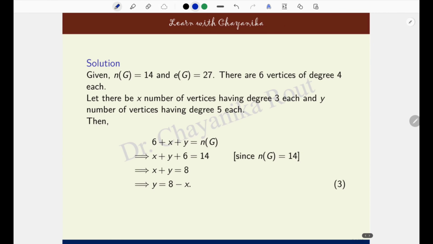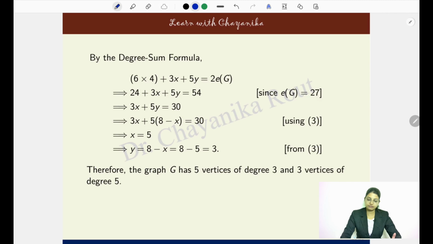Go through the solution. Order is given, size is given, there are 6 vertices of degree 4 each. We assume there are x vertices of degree 3 and y vertices of degree 5. So there are 6 plus x plus y vertices in the graph, that is the order of the graph, 14. From here we obtain one equation and we use the degree sum formula. So if we find out the sum of degrees of all the vertices, we have the categories of degree 3, degree 4 and degree 5. So we sum them up separately.